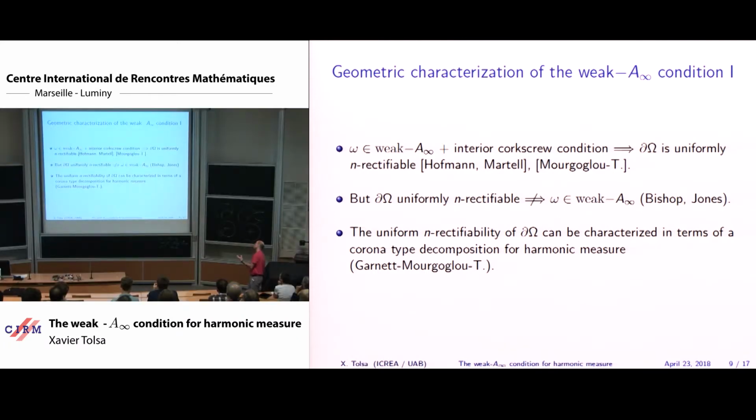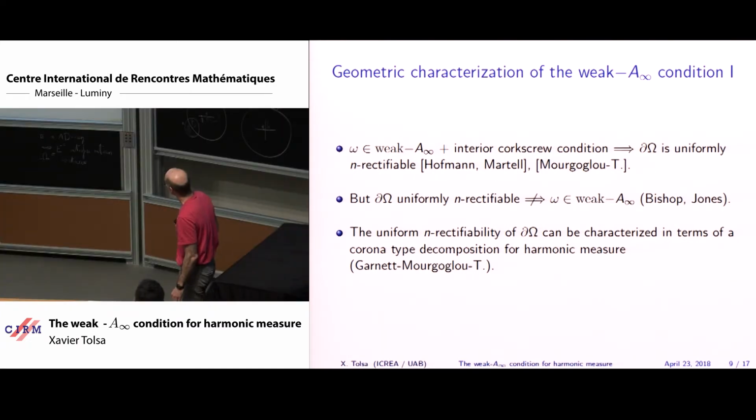Okay, and moreover, let me say that one can prove, and this is with Mourgoglou and myself, that uniform rectifiability can be characterized in terms of something that is not weak A infinity, but something different: the existence of a corona decomposition for harmonic measure. But we will skip the precise statement, and we will concentrate on weak A infinity.